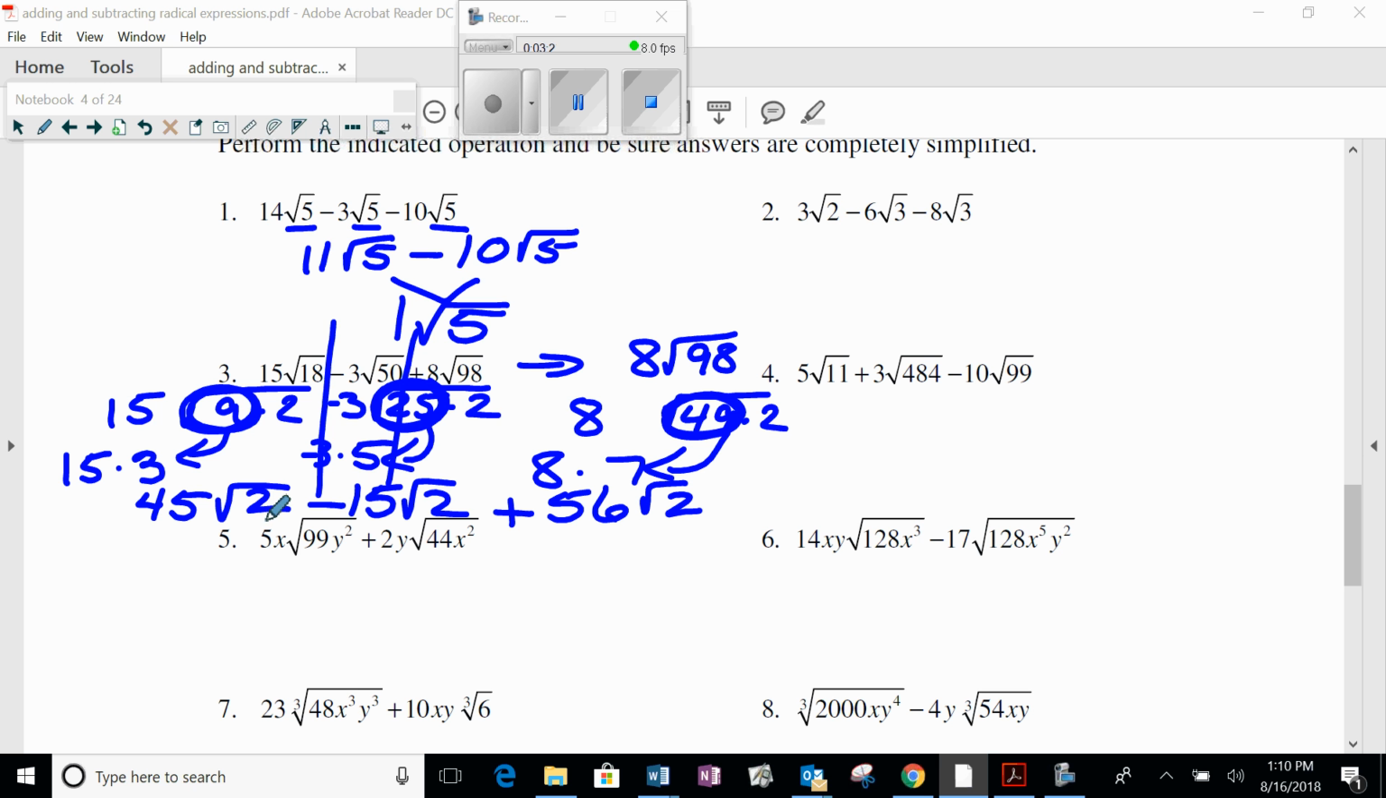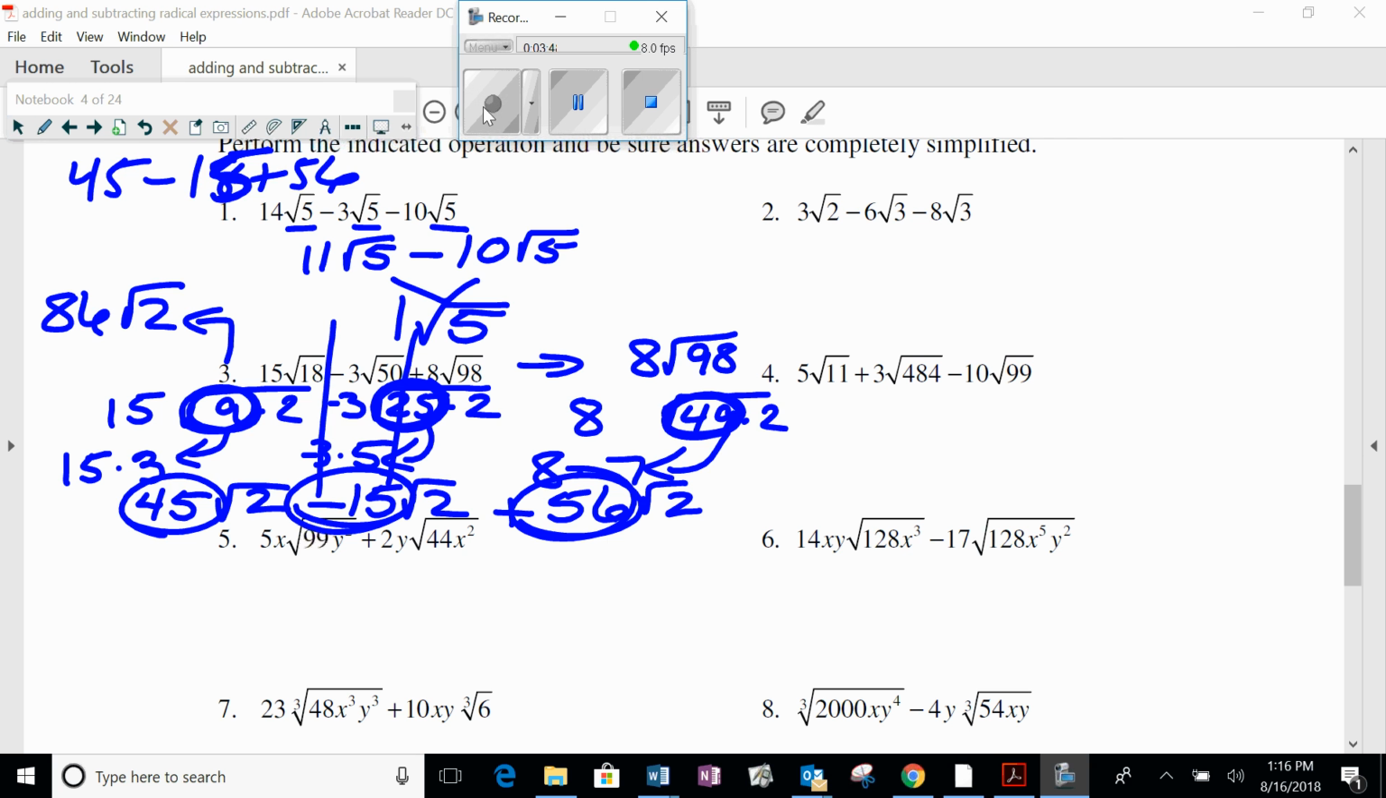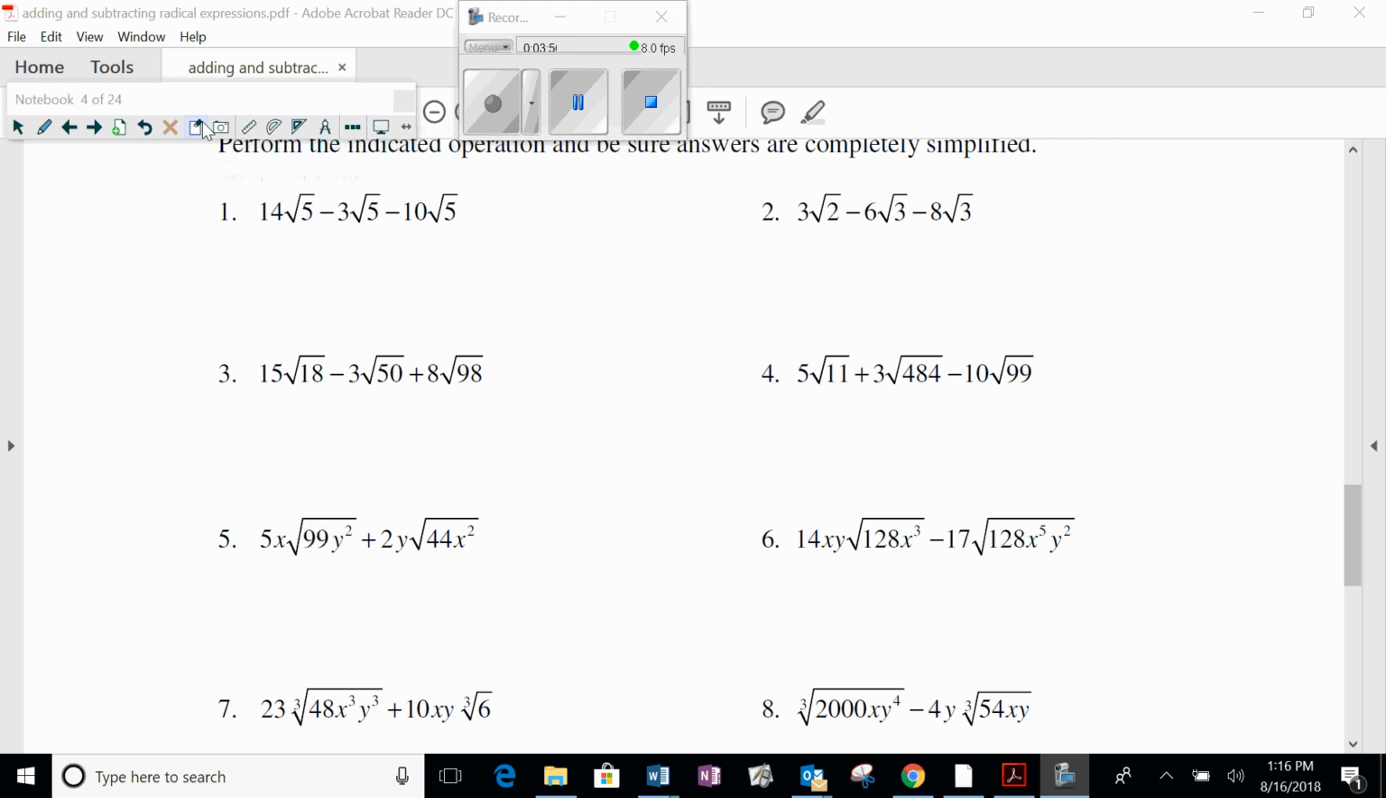Now they all have a square root of 2, so I can add and subtract them. So you're going to say 45 minus 15 plus 56. 86. So number 3 is 86 square roots of 2. Questions? That's number 3. Alright, let's do one more example. We're going to do number 5.